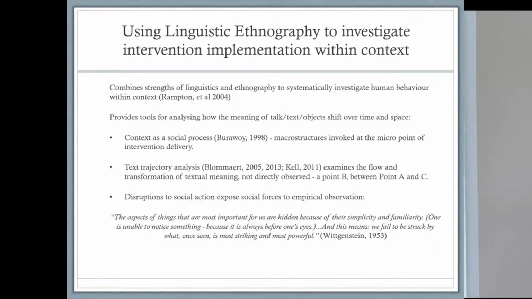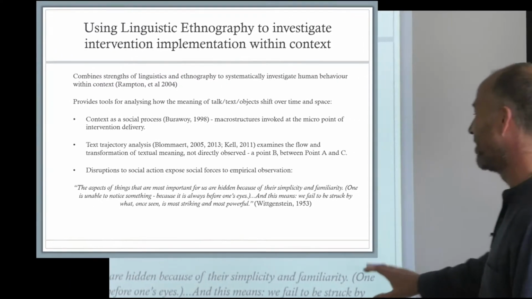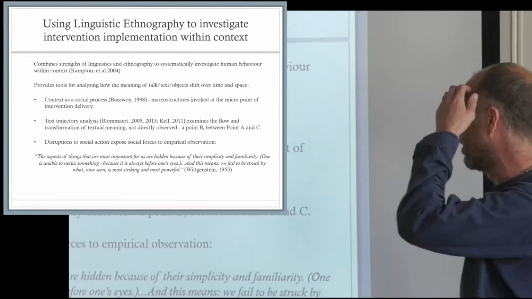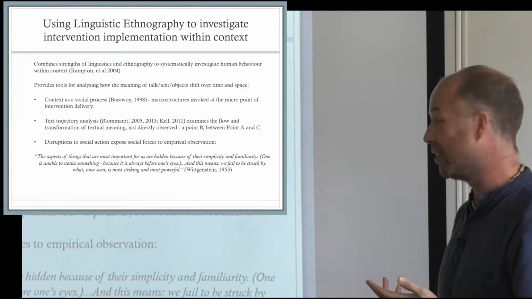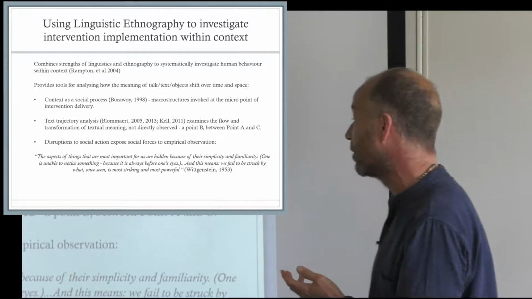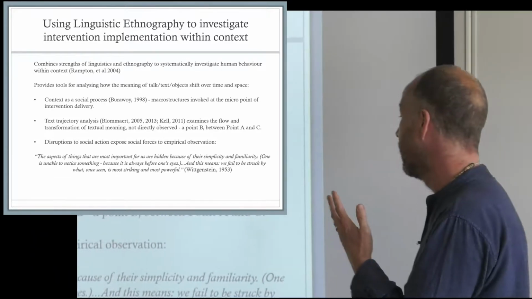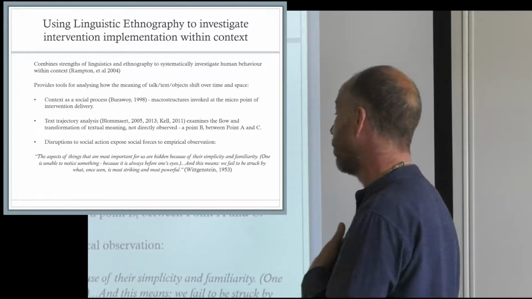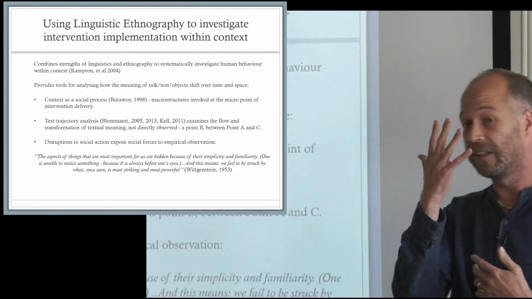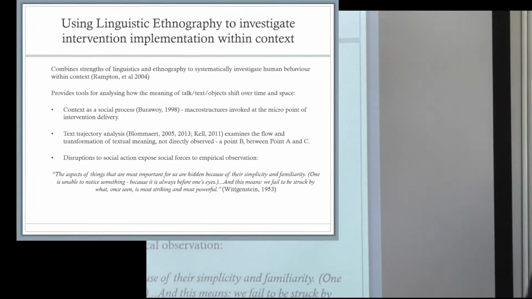As Wittgenstein said, and I have used quite a few quotes, but I do like good ones, the aspects of things that are most important for us are hidden because of their simplicity and familiarity. One is unable to see something or notice something because it's always before one's eyes. And this means we fail to be struck by what's once seen is most striking and most powerful. It's kind of hidden in plain sight, that idea.